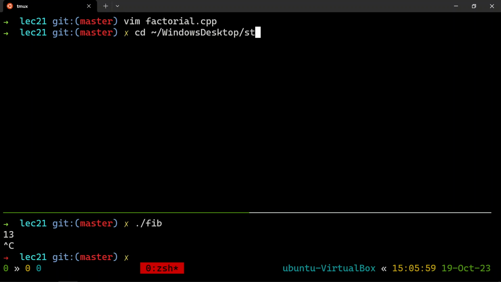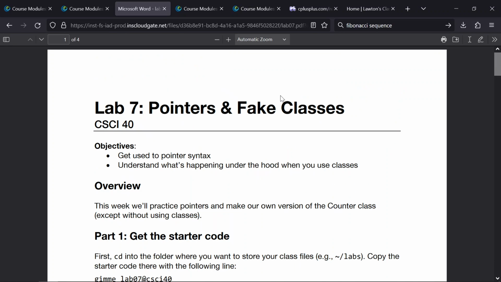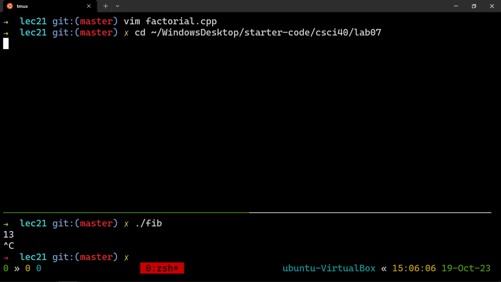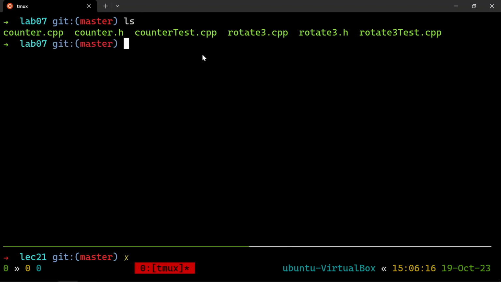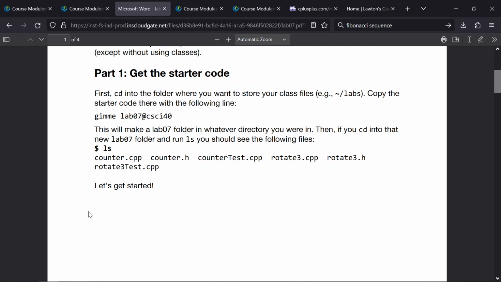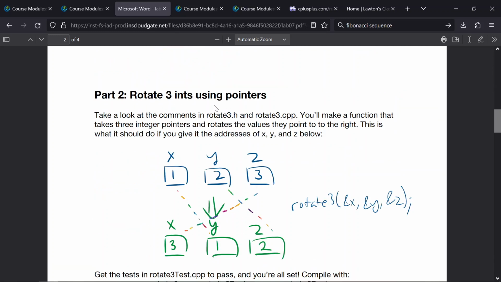Windows desktop started code 40, was it 7? 7. Thank you. All right. Let's see here. Counter test. So here are your files, and the first part is the easy part.